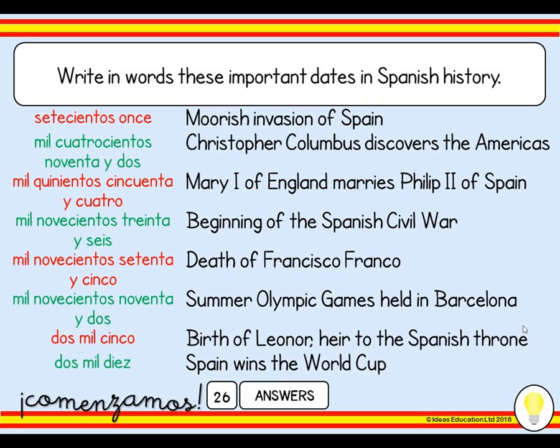Then the Spanish Civil War began in 1936. In Spanish, we would say 1936. And the winner of the Spanish Civil War was the dictator Francisco Franco, and he died in 1975. Then, very important event in Spain was when the Olympics were held in Barcelona in 1992.